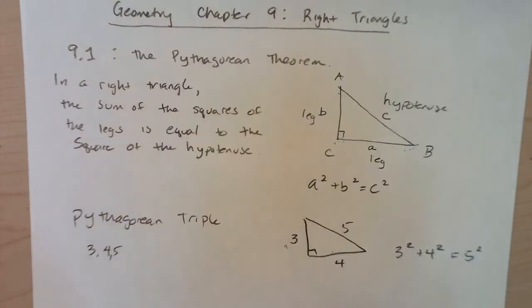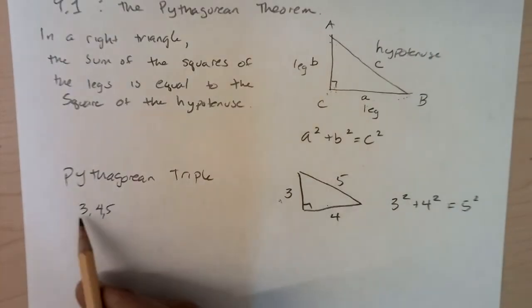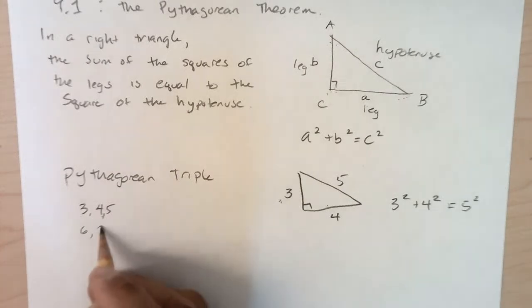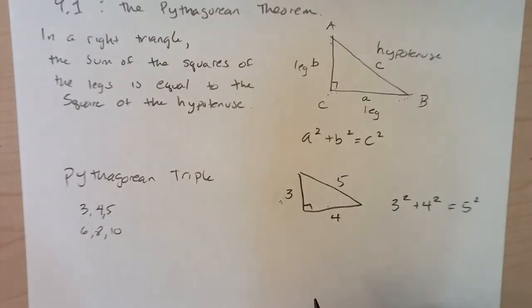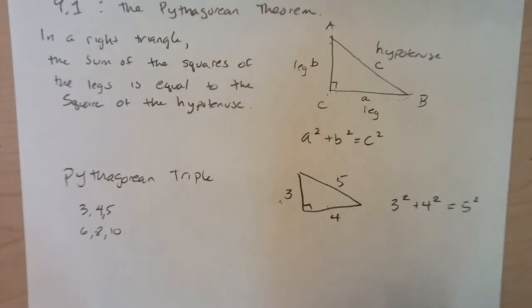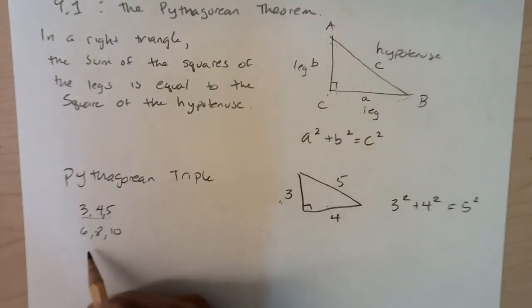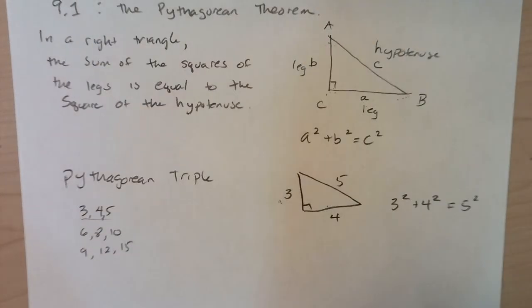And then any multiple of 3, 4, and 5. For example, if I multiply each of these by 2, 6, 8, and 10 make up a Pythagorean triple as well. 6 squared plus 8 squared equals 10 squared. If you don't believe me, try it. I can multiply each of these by 3 as well. 9, 12, and 15 make up a Pythagorean triple as well. And so on.